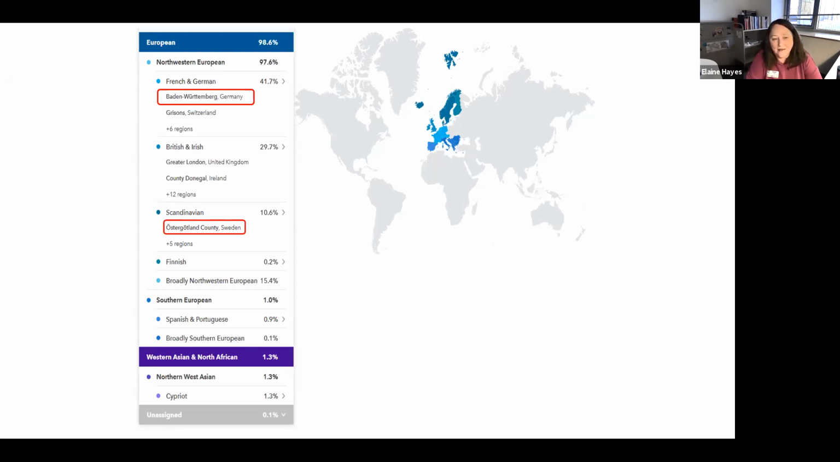For Scandinavia, it's all Sweden, and this first place they list is not where the Teeds came from, but the second one is. And so I thought that was pretty exciting that it was just right on. And this one gave me a little bit of a surprise. Down at the bottom under Western Asian and North African, there's Cypriot, which is the island of Cyprus, which I think is really interesting. So I'm trying to figure out my Cyprus connection.